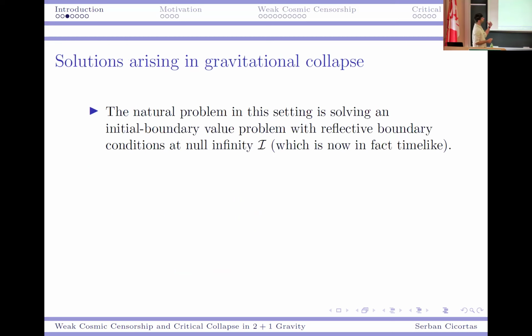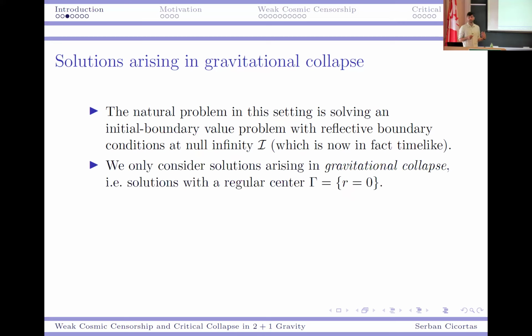Okay, good. Now let me talk a bit more about the model. Since we have a negative cosmological constant, the natural problem to consider is an initial boundary value problem, and we're going to have reflective boundary conditions at null infinity. Null infinity, in the negative cosmological constant case, is going to be a time-like boundary. Moreover, we're only going to study solutions which arise in gravitational collapse, so these are solutions which have a regular center gamma at r equals 0. Everything that I'm talking about is one-ended with a regular center. Okay, this is our setup.